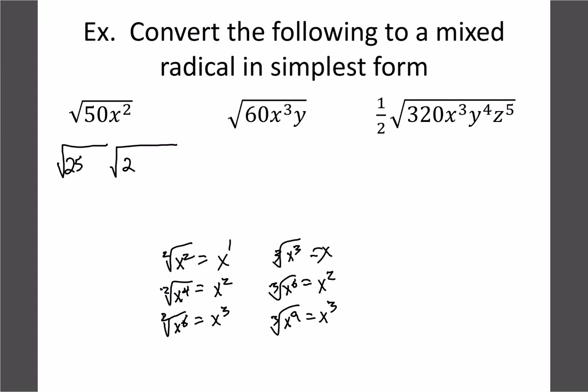So what happens if you can't pull them out? So in this case, we have a square root of x squared, so that will work. So we want to take out all of the x squareds.